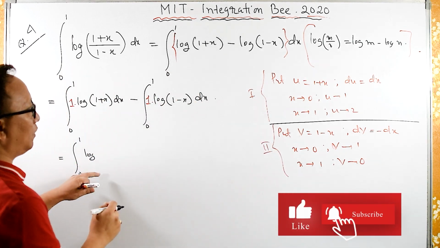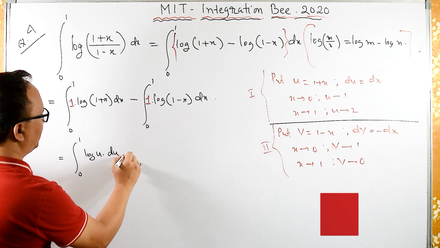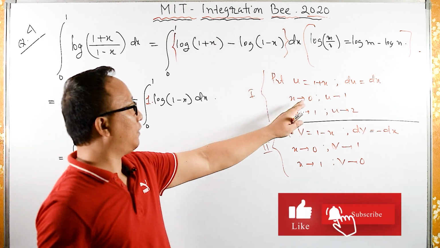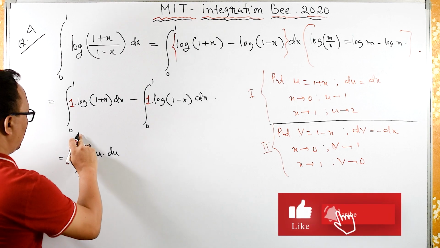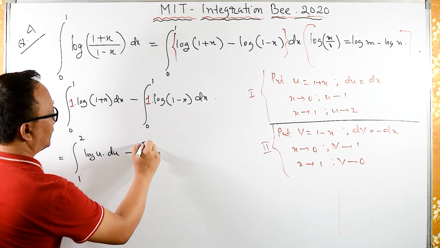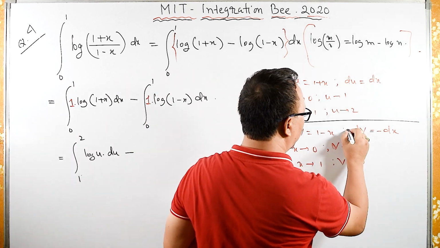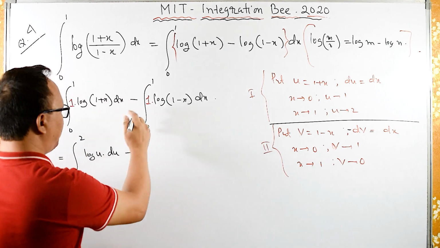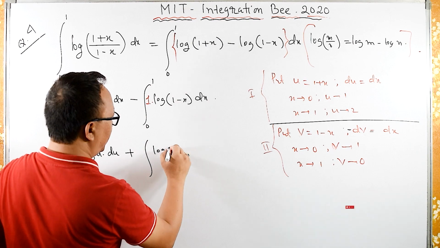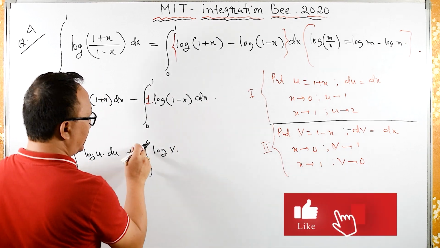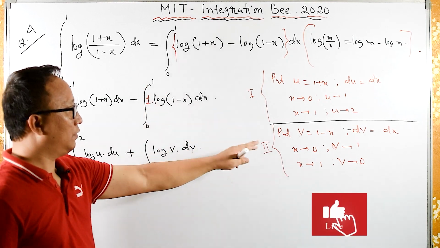So we have log of u, and what is dx? dx becomes du. And the limits go from 0 to 1 becoming 1 to 2. Then minus, here dx becomes minus dv. This minus becomes plus, integral of log of 1 minus x, which is v, and dx is minus dv. This minus gets cancelled, we have dv, and the limit from 0 to 1 becomes 1 to 0.